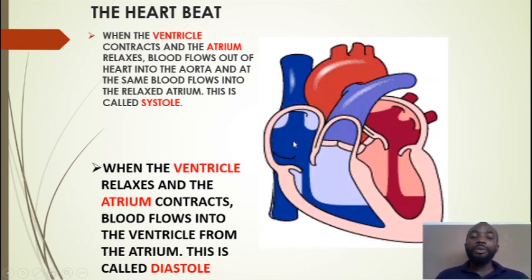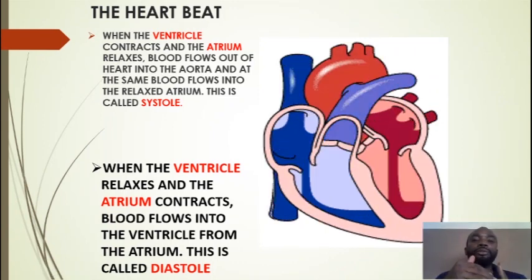Did you see it? Now, in diastole, these two will contract. You see, two of them will contract. This valve now will open, this one will open, and blood will go from here to this point, which is the ventricle. Blood will go from here to this point, which is the ventricle. That is what happens in diastole.